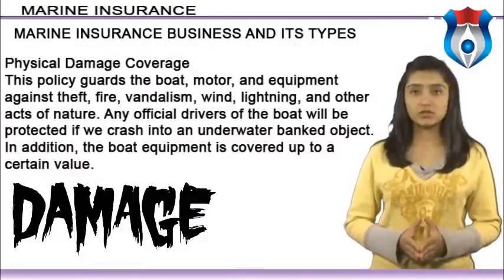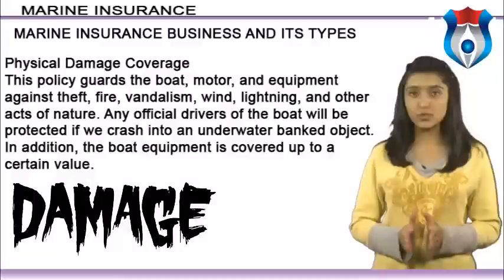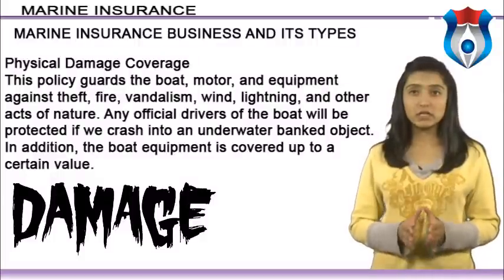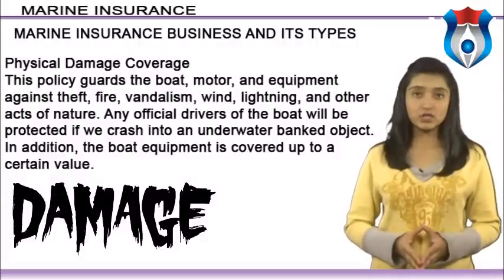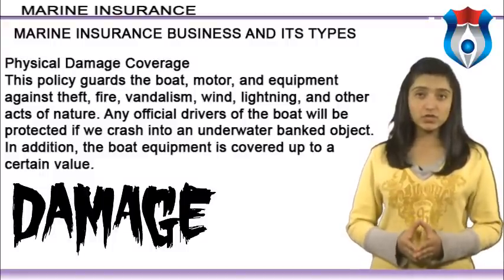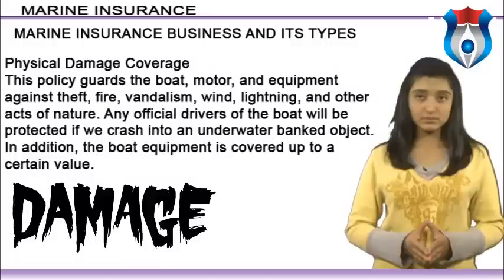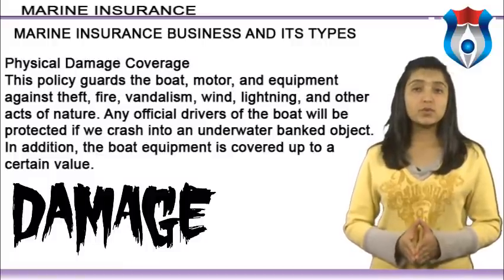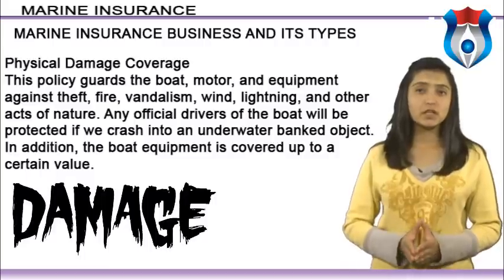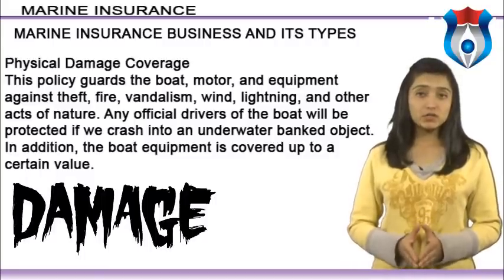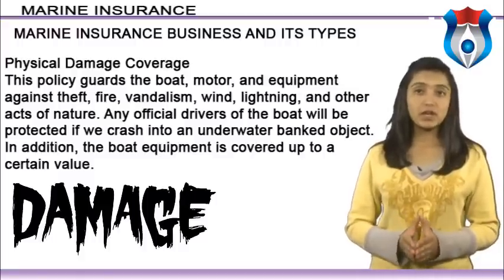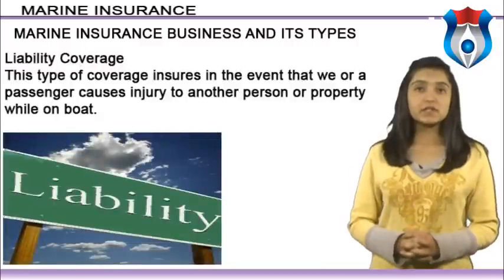Physical damage coverage. This policy guards the boat, motor, and equipment against theft, fire, vandalism, wind, lightning, and other acts of nature. Any official drivers of the boat will be protected if we crash into an underwater submerged object. In addition, the boat equipment is covered up to a certain value. We must select between an actual value and agreed value policy to determine exactly how much we will be covered for if the boat should ever sustain damage. Liability coverage.